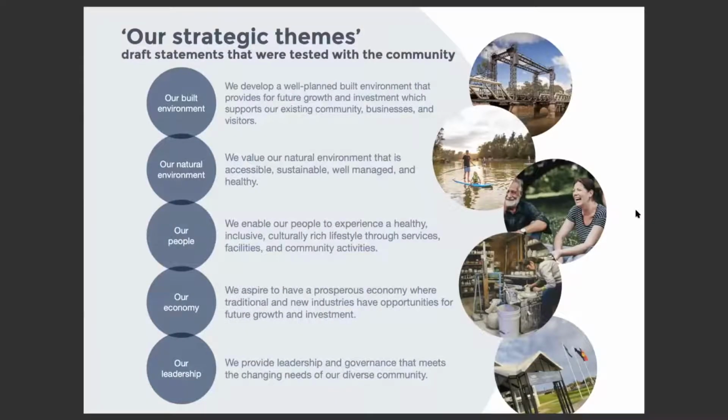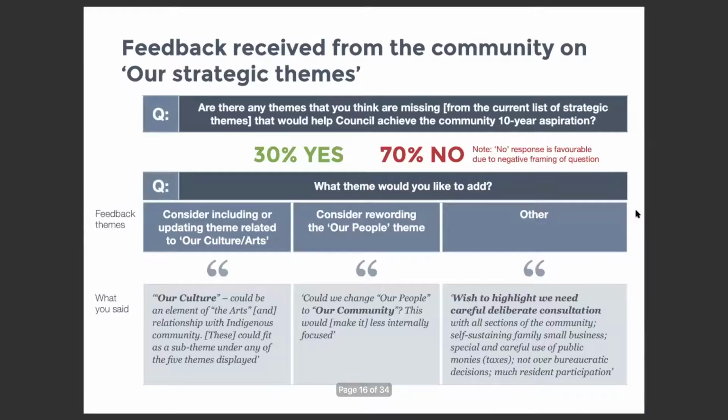We then tested the strategic themes that sit below the 10-year aspiration statement. So there are 5 themes here. I'm going to go through each in turn. So we asked you if you thought that there were any themes missing from that list of 5 I just showed. And 70% of you said no. So in this instance, no is actually a good rating because we're asking if you think there's anything missing. And so a lot of you said no, that list is pretty comprehensive.